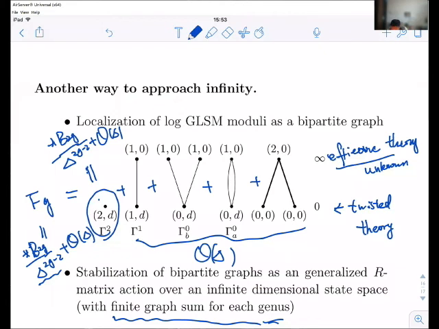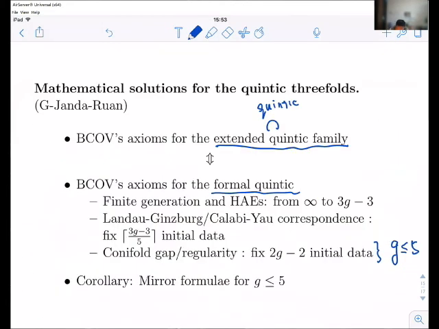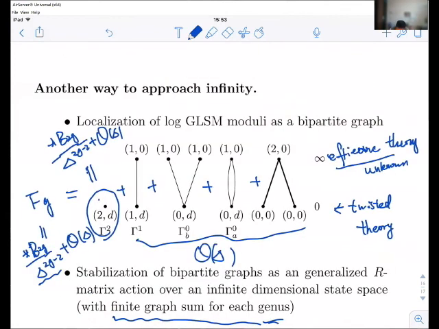That's why we say that this BCOV axiom, the last part, the conifold gap, is equivalent to the conifold gap and the conifold regularity. Regularity means all these other graphs are some twisted theory with some special insertions.